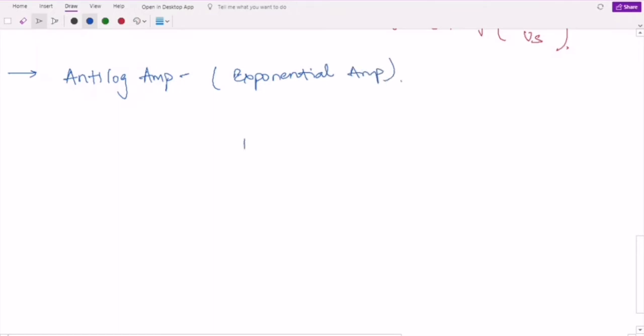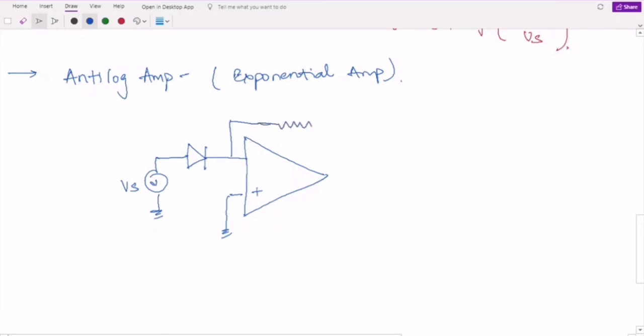Now look here, I'm going to draw the diagram. This is my op-amp where positive is grounded again, and in the inverting terminal we are going to have a voltage Vs. Now in place of this resistance I'm going to use a diode over here, and in place of the diode I'm going to have the resistance. So this is the circuitry of my anti-log amplifier. Now again the current that is flowing through, if I assume this current to be I1 and this current to be IF, I will equate these two currents.